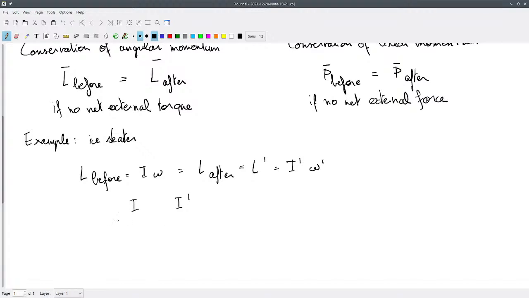So this is with arms extended, and this is with arms pulled in. So which one is larger? Is I larger than I prime, or is I prime larger than I, or are they the same? Put the answers that you think it is in the chat.